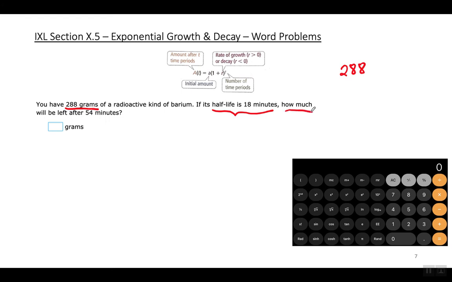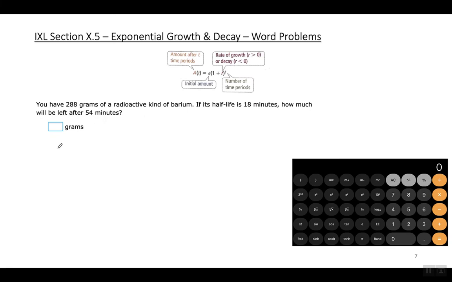The question is how much will be left after 54 minutes? Again, pay attention because this question comes up several times in this IXL just with different numbers. Notice something. This number is a multiple of this number. Every time they give you this problem, it's the same thing. So 18 times what is 54? If you try a few different choices, 18 times 3 is 54. So let me tell you the 2 different ways you could do it.